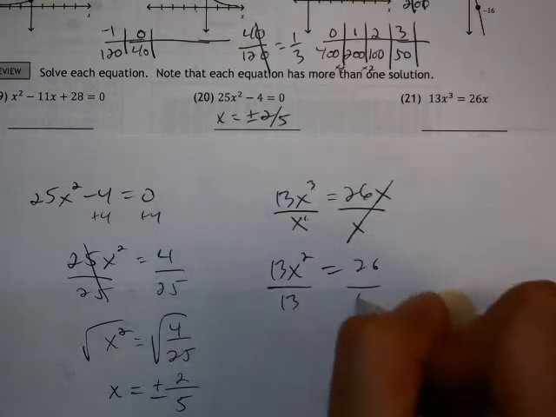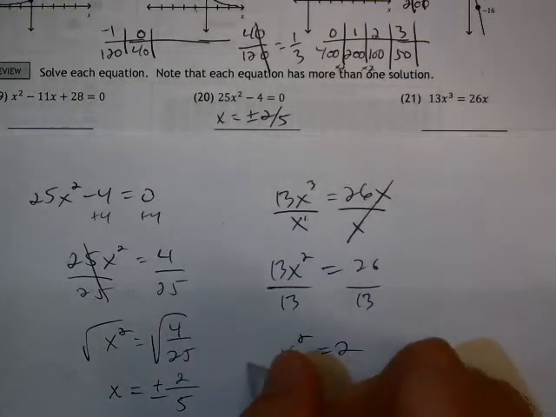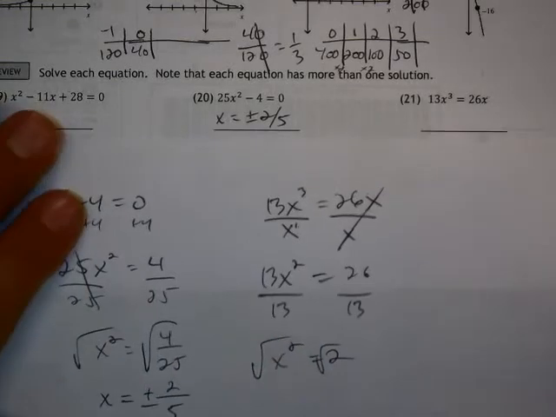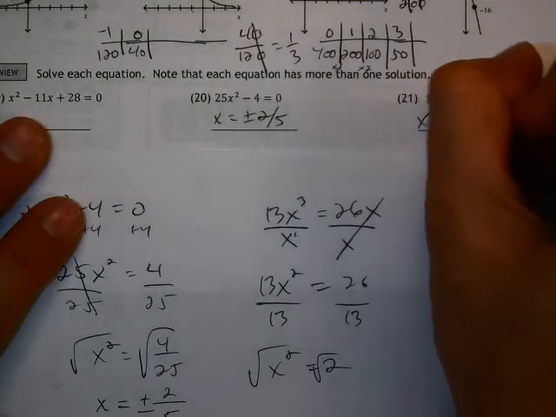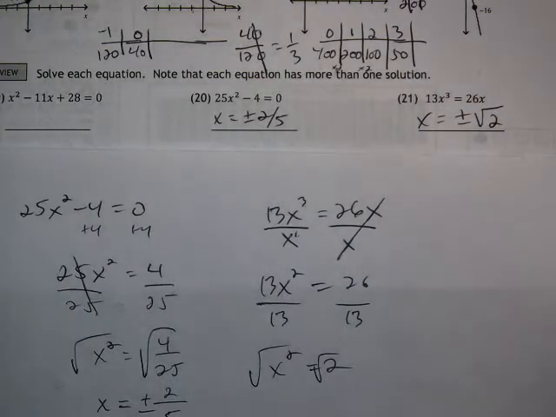Divide by the coefficient 13. Gives me x squared equals 2. And same as last time, the square root of both sides. Here, it doesn't give me a nice square root. On the last one, I was able to take the square root of both numbers, but here I can't do that. It's going to give me a decimal. So I can just leave it as x equals plus or minus the square root of 2, and that's a good final answer here.